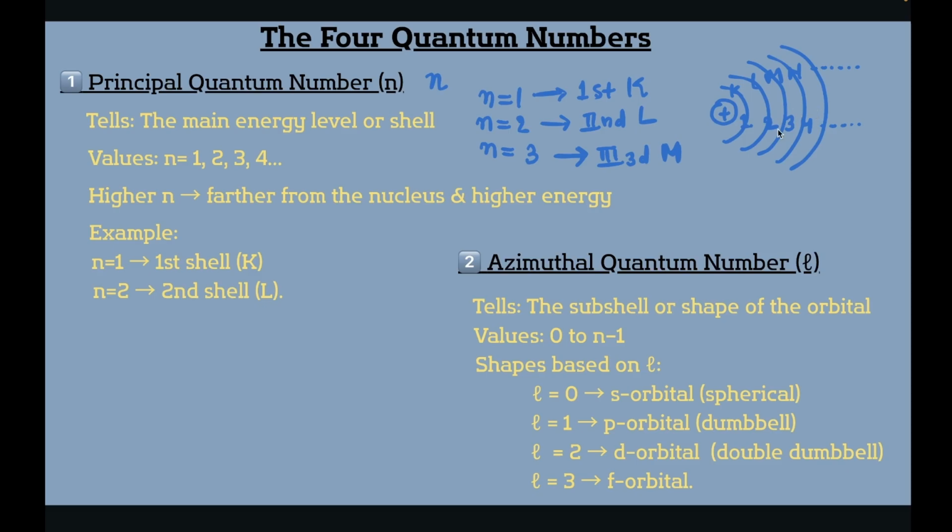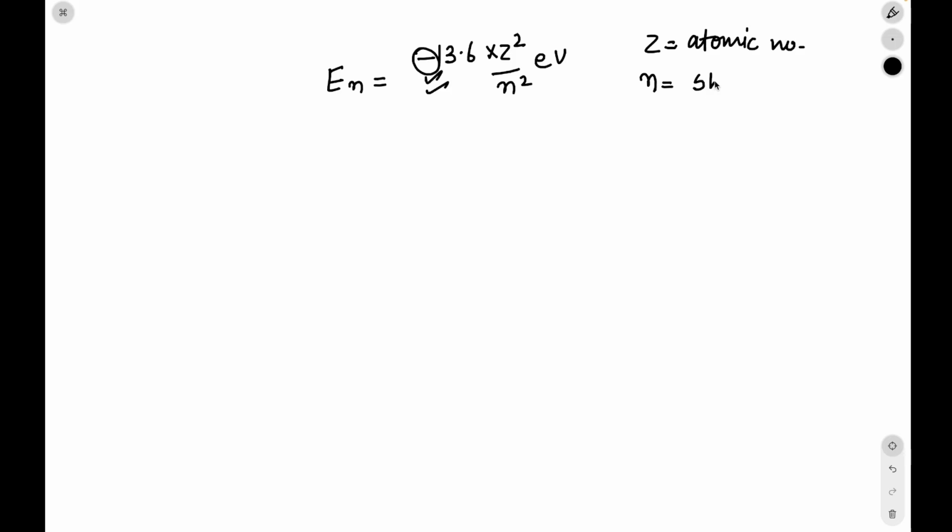The energy of an electron in the nth orbital or shell can be calculated as En is equal to minus 13.6 into Z square upon n square, in eV, electron volt. So here the negative sign shows that the electron is bound to the nucleus. Here Z is equal to atomic number and n is equal to shell number.